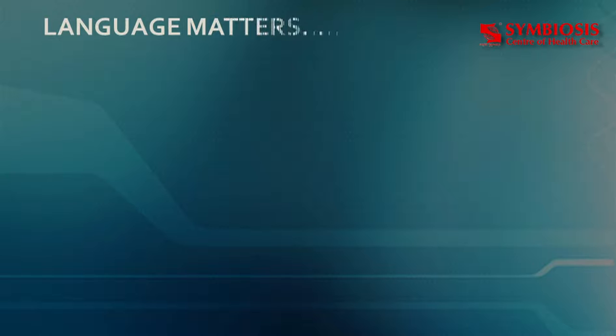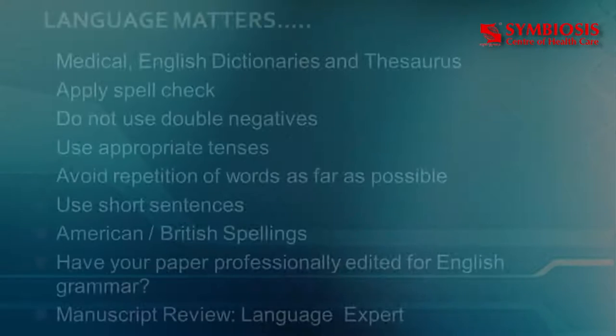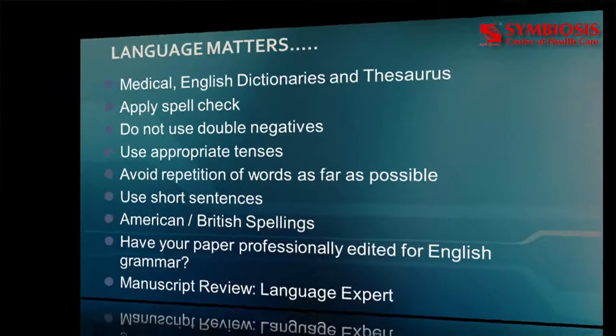And remember, what matters more is language. Language matters. You can use medical English dictionaries or a thesaurus, apply spell check, do not use double negatives, use appropriate tenses, avoid repetition of words as far as possible, and use short sentences. Then you decide where you want to submit. If you are submitting to a British journal, then use British spellings. If you are submitting to American journals, then use American spellings, because that is what is required. Has your paper been professionally edited for English grammar? That is also important; you can take the help of a language expert to review your manuscript, but this is a critical part of any paper.